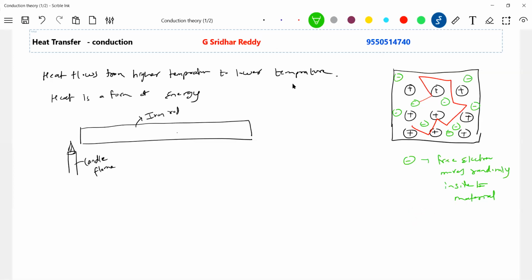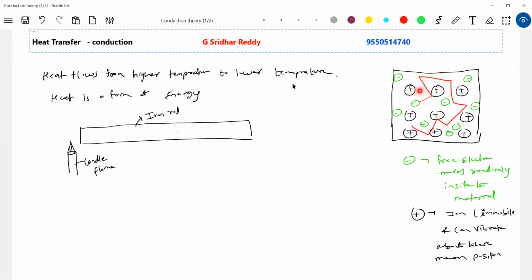What about the circle with the positive sign? It's an ion. Ions are immobile and can vibrate about their mean position. So what will happen as the temperature increases? The vibration of atoms will increase, and also the random motion of the free electrons will increase.